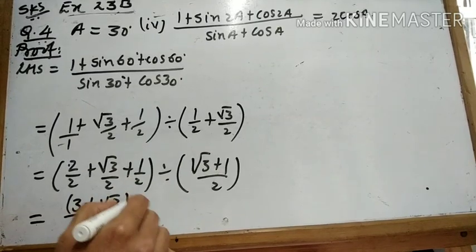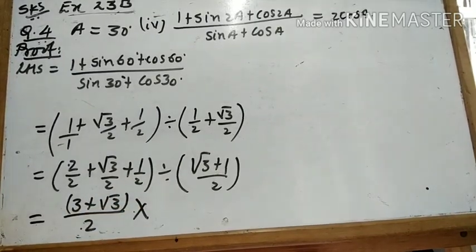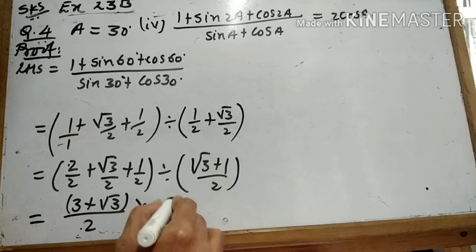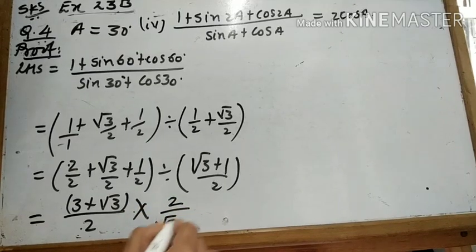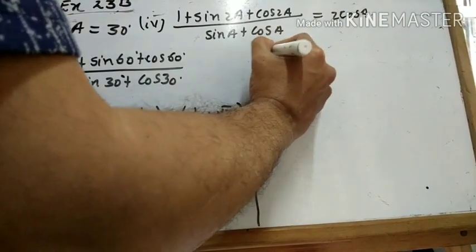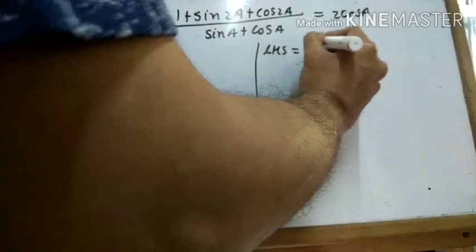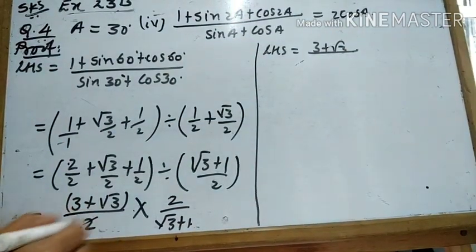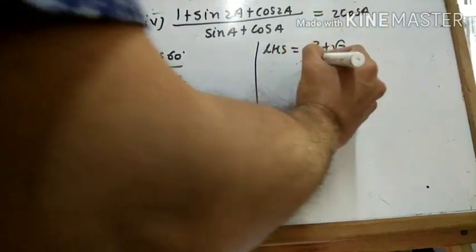I'm just making a little change. Instead of division, I'm writing multiplication. And whenever I change the division to multiplication, the next ratio becomes the reciprocal. So 2 over root 3 plus 1. So what is your LHS now? How does your LHS look? 3 plus root 3 over, this 2 and 2 get cancelled, root 3 plus 1.